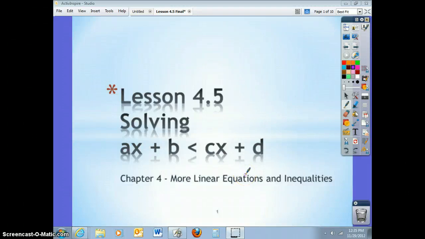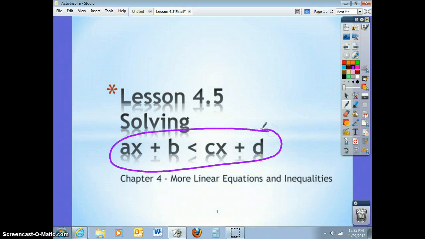Okay, this is going to be our last lesson for Chapter 4. Lesson 4.5 is going to pick up where Lesson 4.4 left off and talk about solving inequalities similar to 4.4, except instead of an equal sign, you have an inequality symbol.